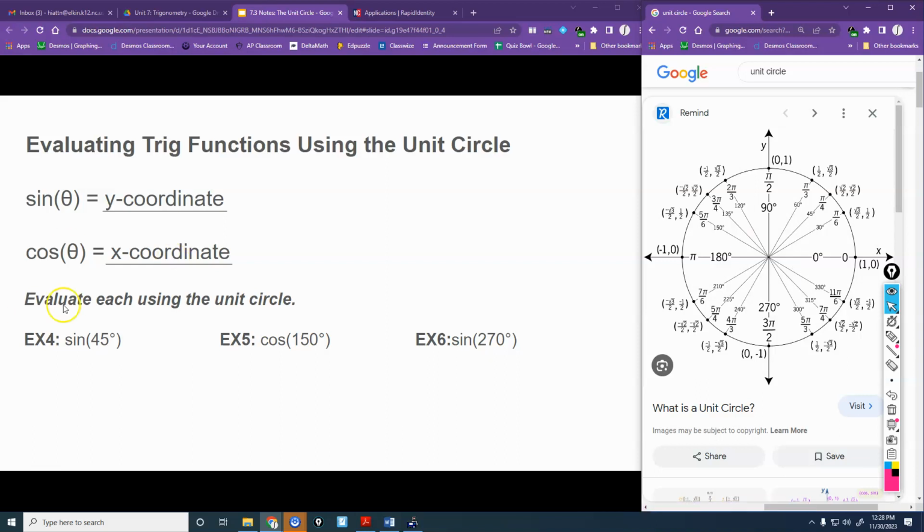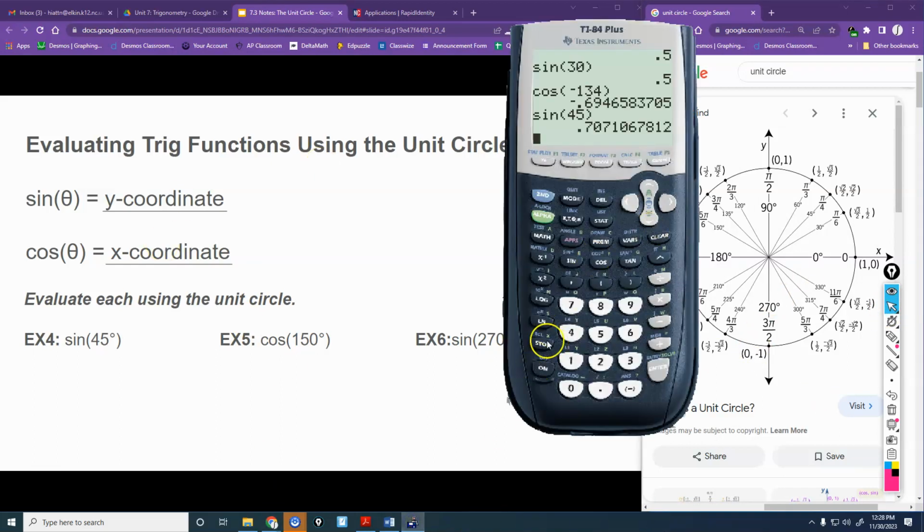So what we'll be using this for is evaluating values using the unit circle. Now, you can do this on your calculator. I can type in sine of 45 degrees. Now, there's a couple things that will mess you up if you do this. Number one, it gives you a decimal, and I'm not going to accept decimals. I've got to have the exact value. So you're going to have to know the exact value.